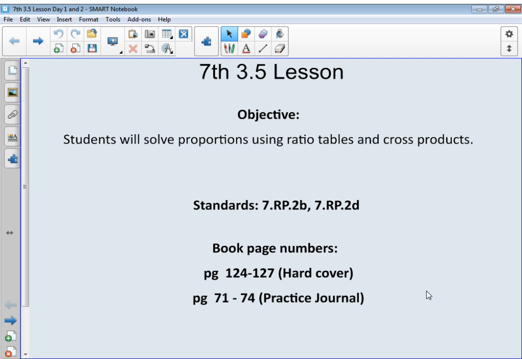Today's lesson is 7th grade 3.5. The objective: students will solve proportions using ratio tables as well as cross products. The standards covered in this lesson are 7RP2B and 7RP2D. The page numbers out of the hardcover book are pages 124 through 127, and out of the practice journal, pages 71 through 74.